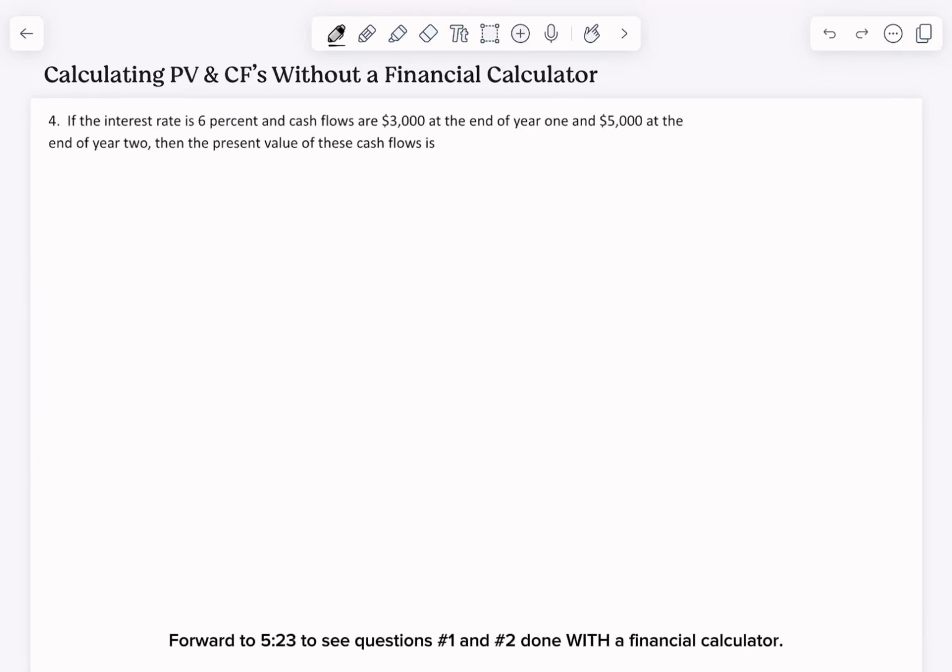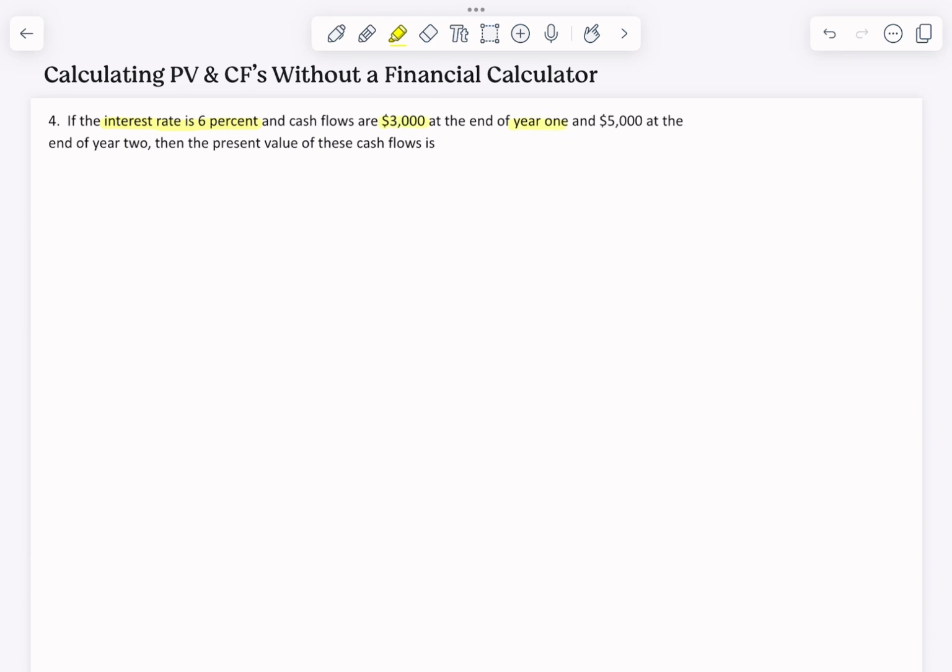Hey everyone, this is a quick video on how to calculate present value of a firm's cash flows without a financial calculator. And this is great if one, you don't know the shortcut for this type of problem, or two, again, you don't have a calculator. So what I'll do first is highlight and label everything.